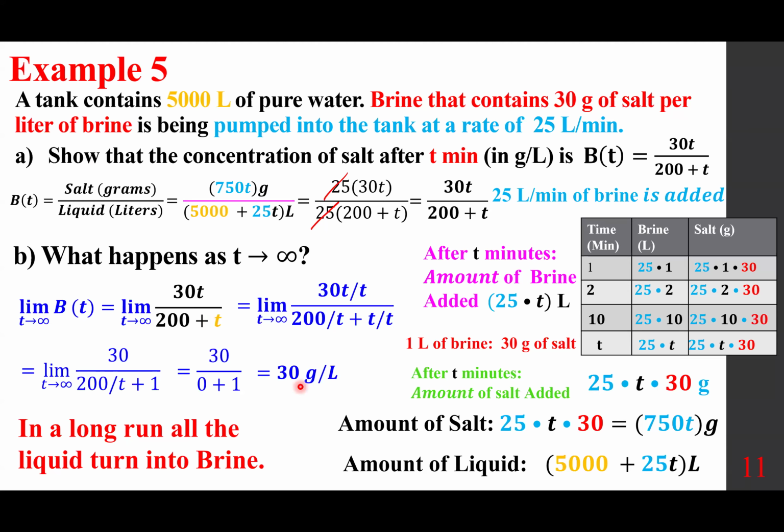But why is that? We had 5,000 liters of pure water. Well, if you add brine, 25 liters per minute indefinitely, and you do not stop, eventually the amount of water, doesn't matter 5,000 or 50,000, in a matter of comparison, in a limit sense, it is nothing. Therefore, the final result will become just like pure brine, and therefore it contains 30 grams of salt per liter of the total liquid.